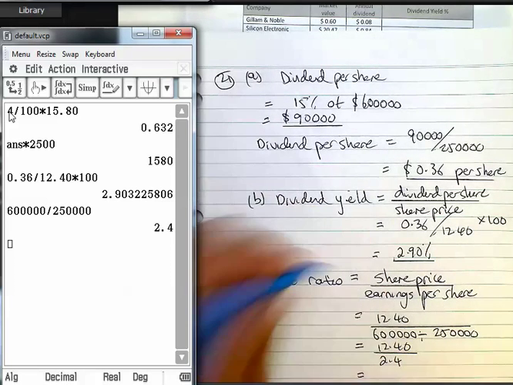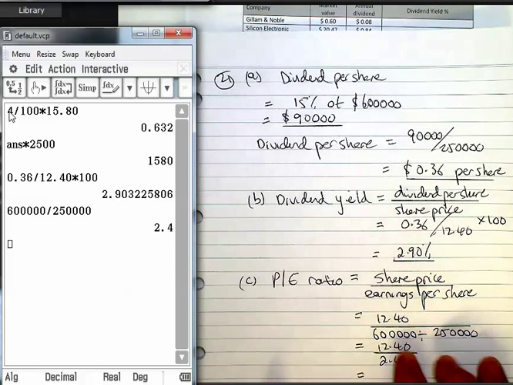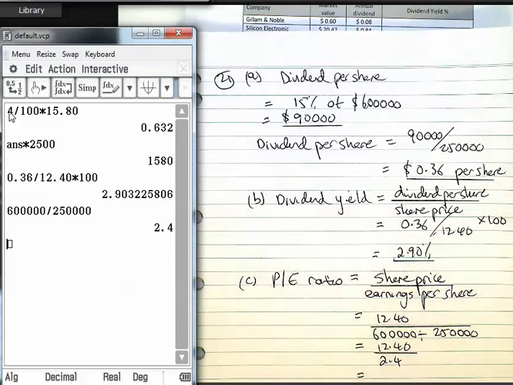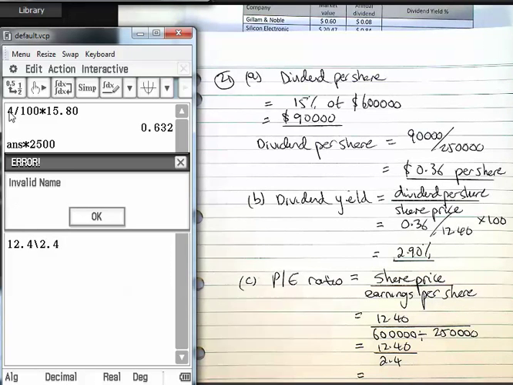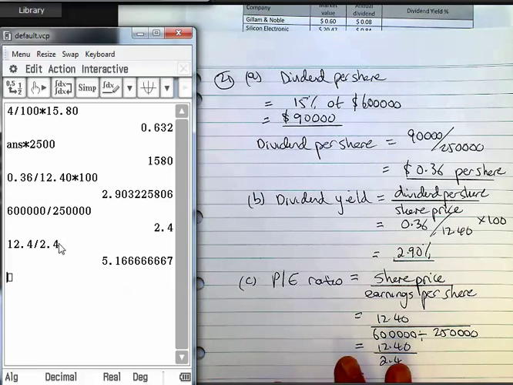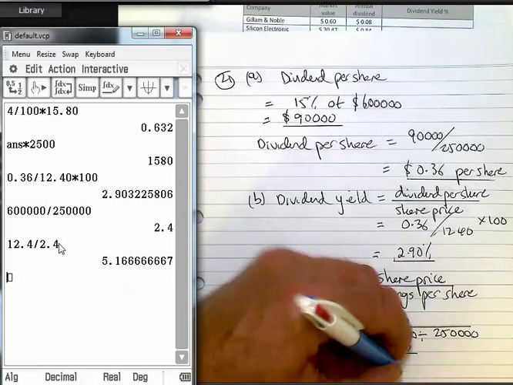That's taking into account earnings for every share, not what the dividend is, but what they're actually earning for each shareholder. So it's a price to earnings ratio of 5.17.